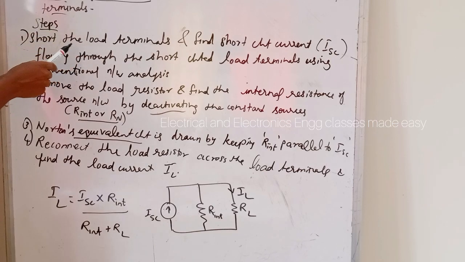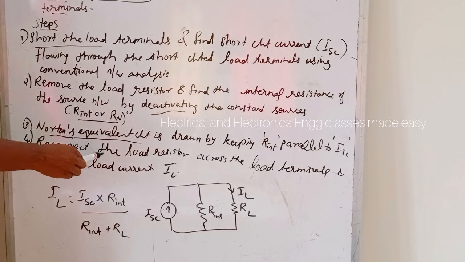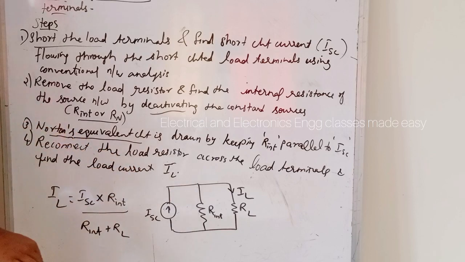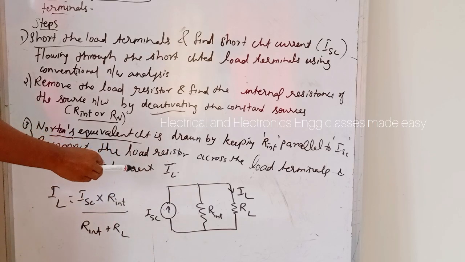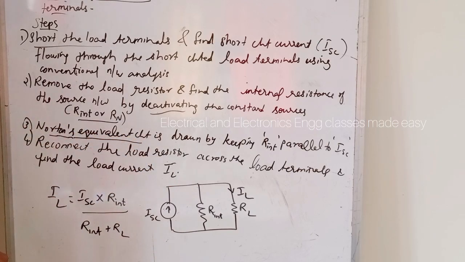In the first step, short the load terminals and find ISC. Then in the second step, we have to find the internal resistance or Norton's equivalent resistance. Then third step, we have to draw the Norton's equivalent circuit, that is ISC in parallel with R internal. Then finally reconnect the load resistor and find the value of current IL.